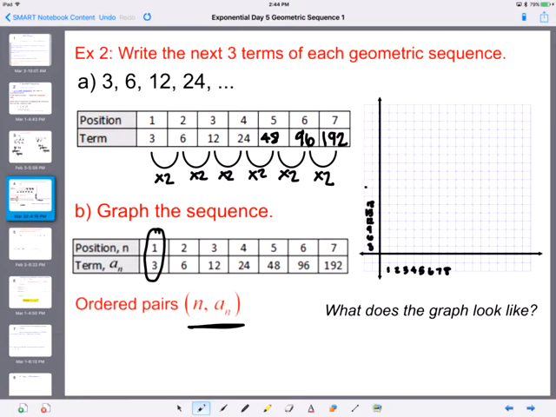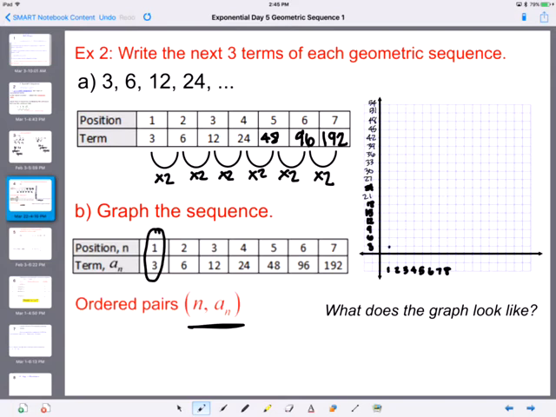21, 24, 27, 30, 33, 36, 39, 42, 45, 48, 51, 54. And then we can plot this information on our graph.